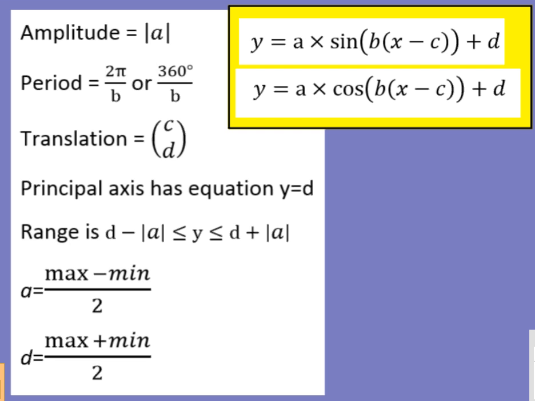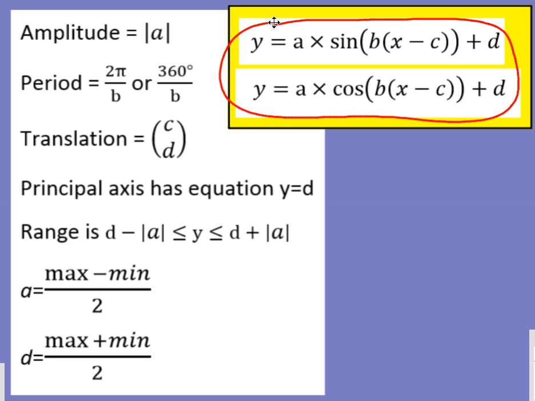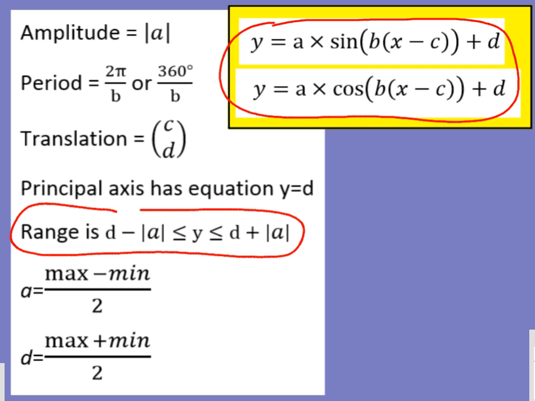Little bit of a recap from what we did before. I should have said all these equations we saw in the last video refer to both of these graphs, the sine graph and the cosine graph. And also in the previous video I made a little bit of a mistake for the range. This is the correct version.